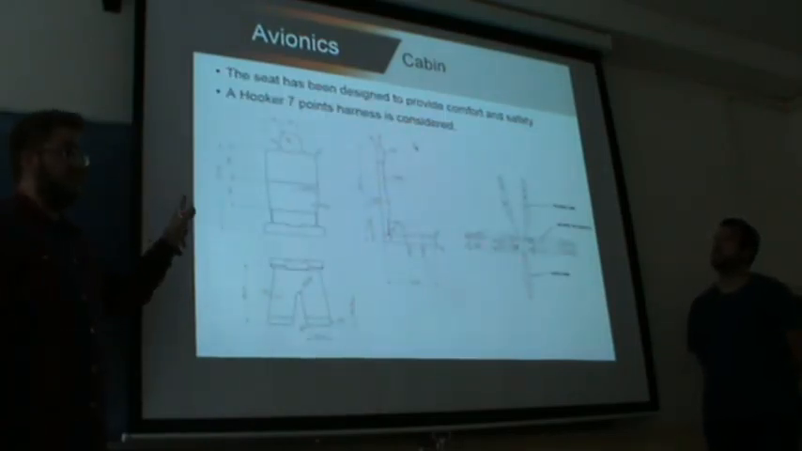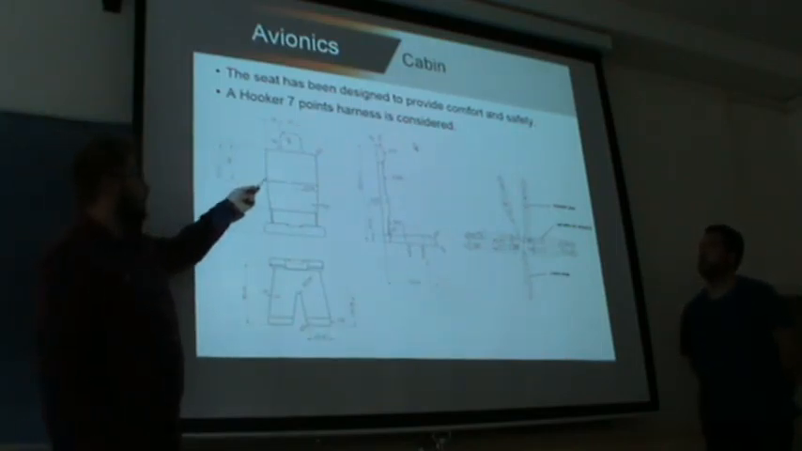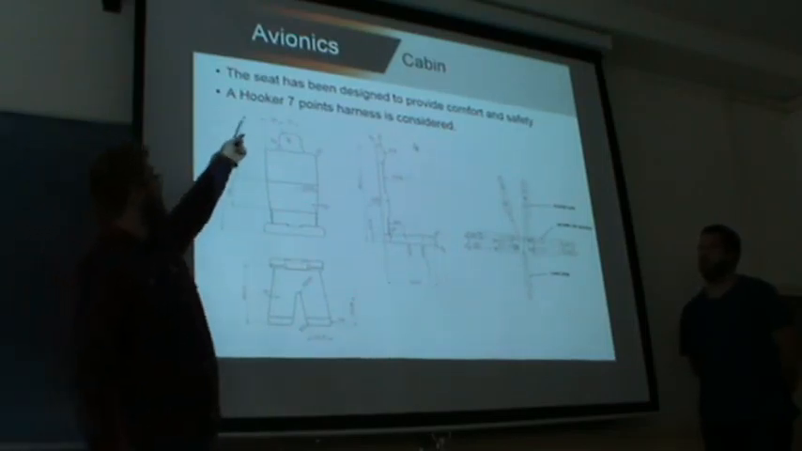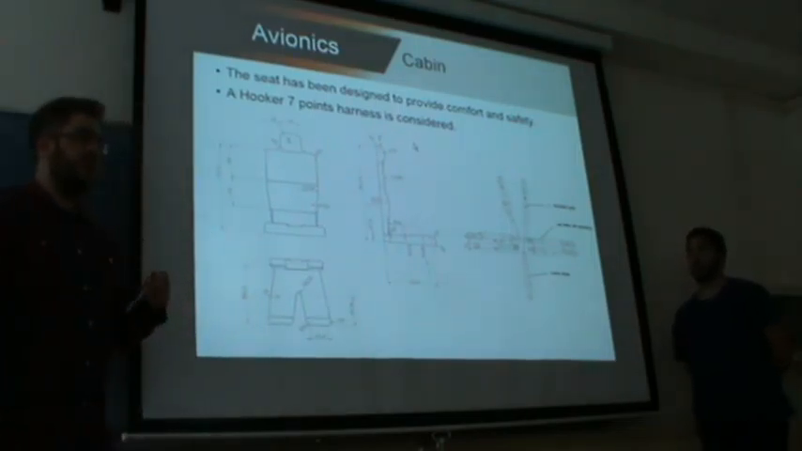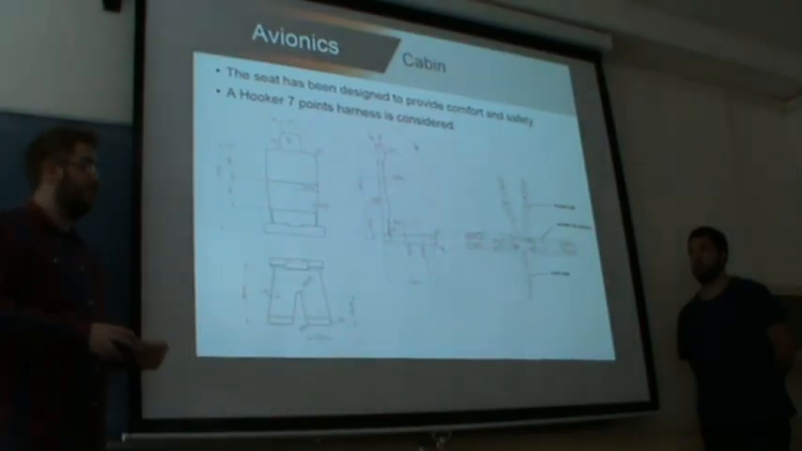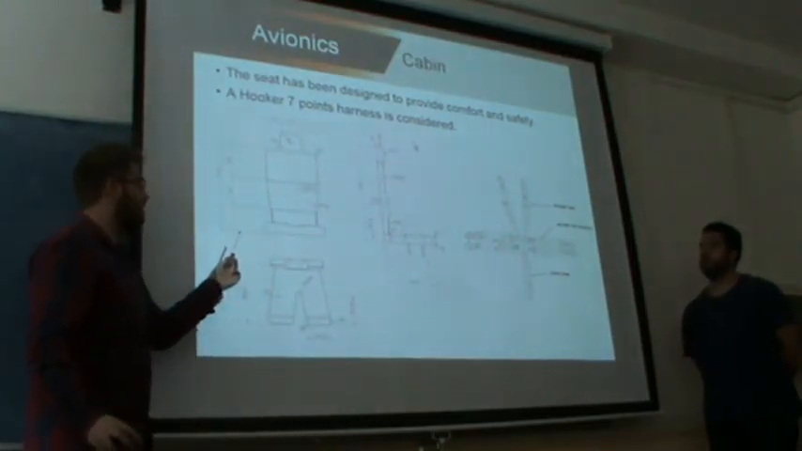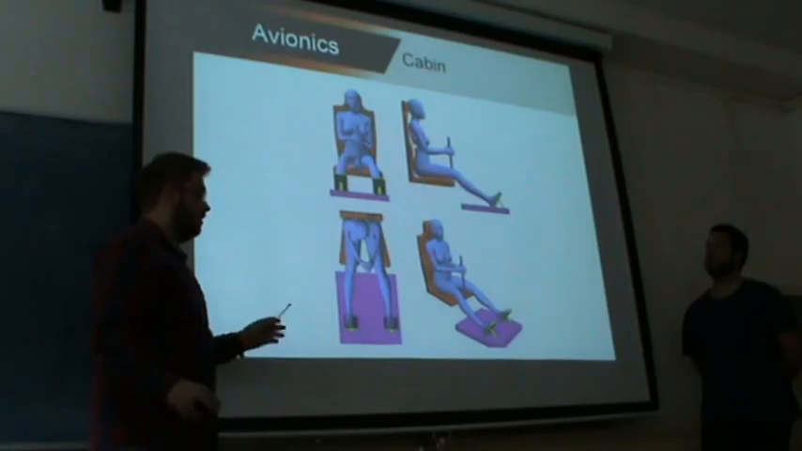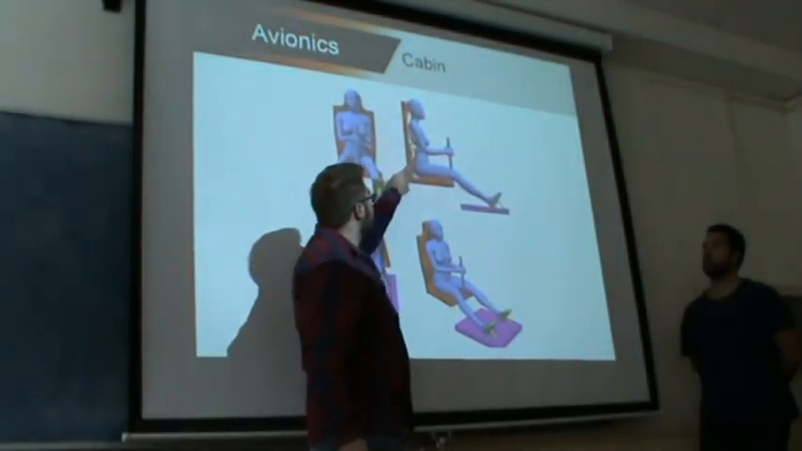So, by using that, we have come to different conclusions. For example, the seat has been designed to be ergonomic and also safe. We are using a 7-point Hawker harness, which is one of the most secure that are now being used in the competitive ultimate competitions, which is this one. We have also tested that with the ergonomic dummy, with the anatomic human shape.